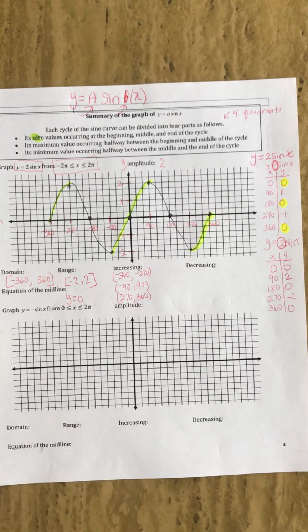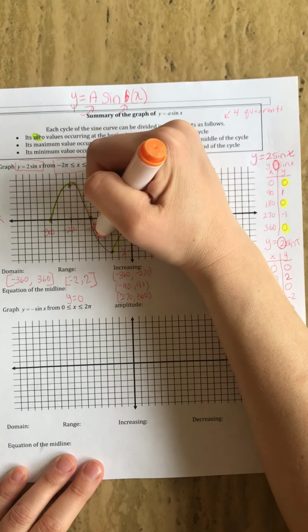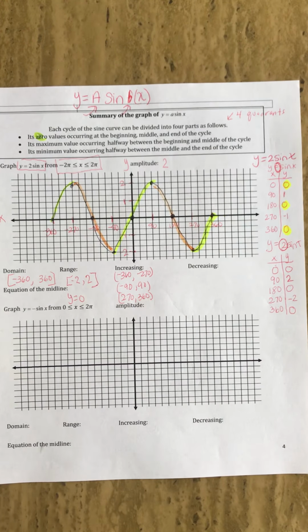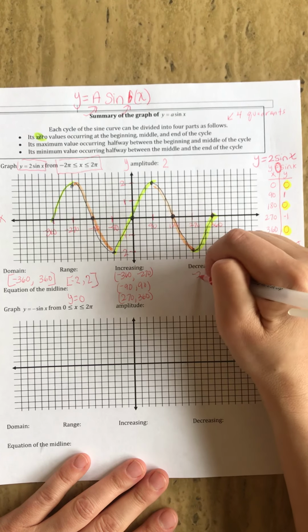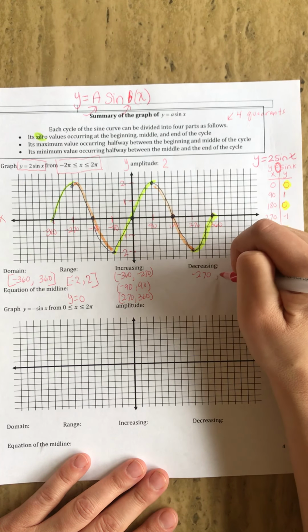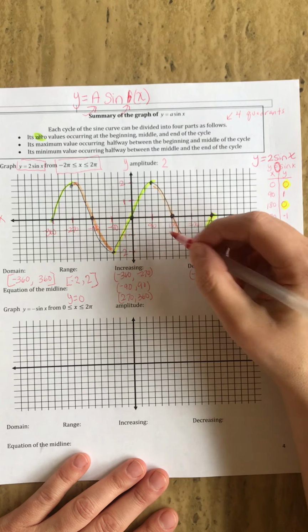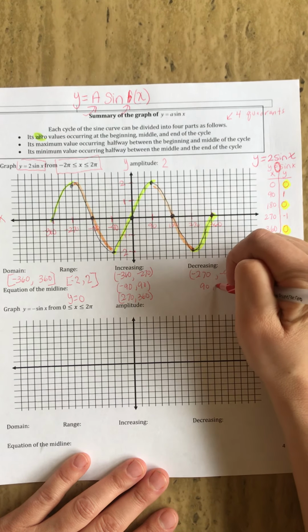And then you guys can see the decreasing from this point to this point, that point to that point. So that's decreasing from negative 270 to negative 90 and 90 to 270.